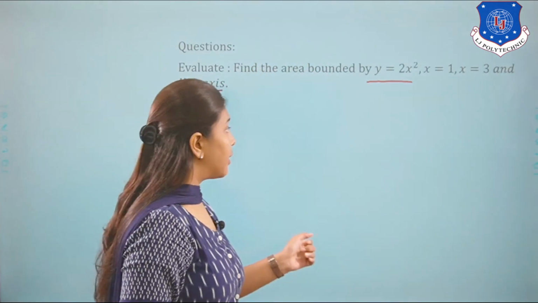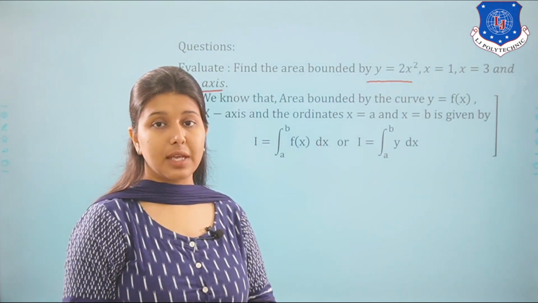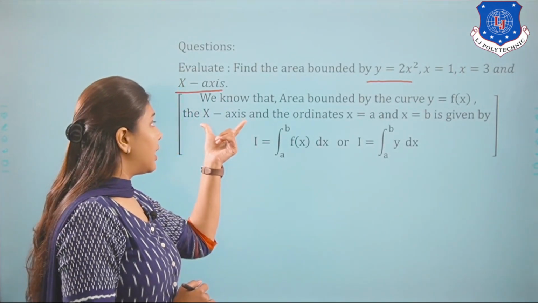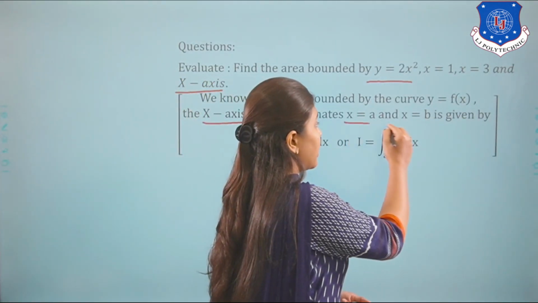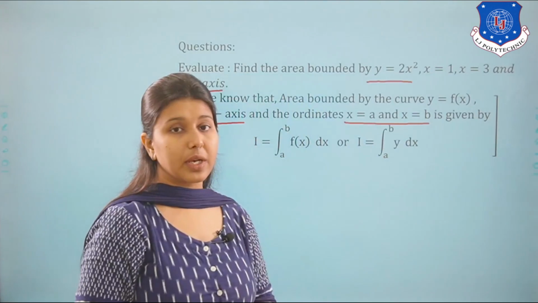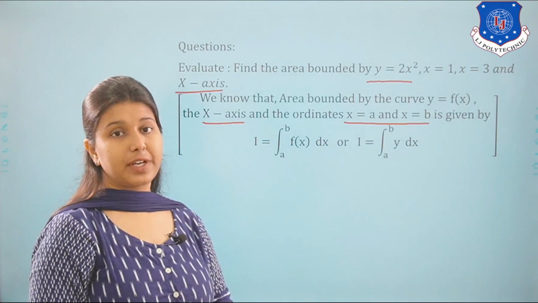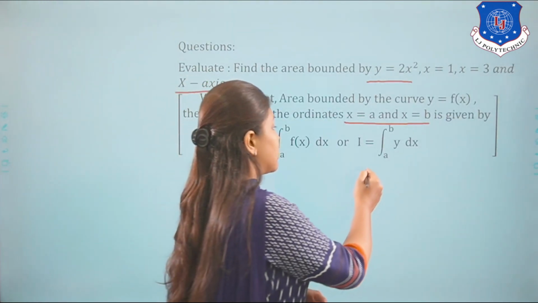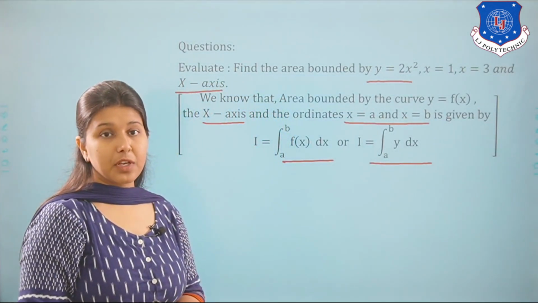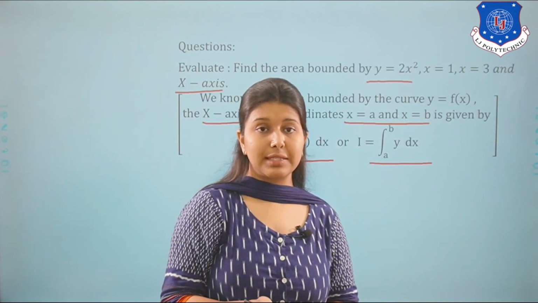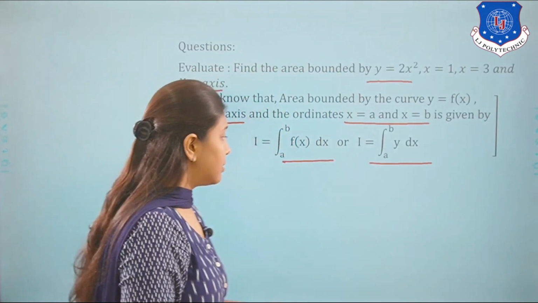For that we have area bounded by the curve y is equals to f of x and the x-axis and the ordinates x is equals to a and b is given by I is equals to integration of f of x dx or I is equals to integration of a to b y dx. Using this definition, we can easily find the bounded area by the curve. Let's see the solution.